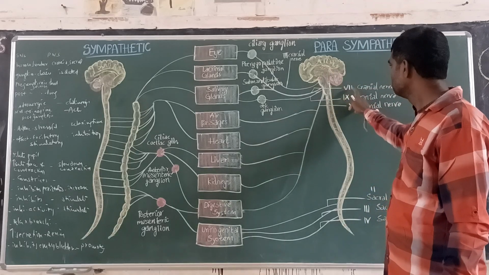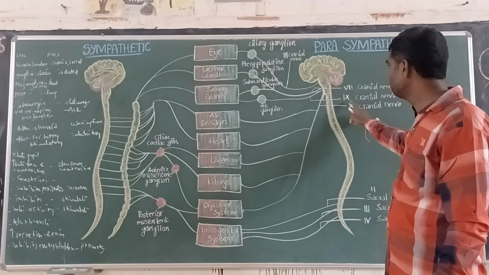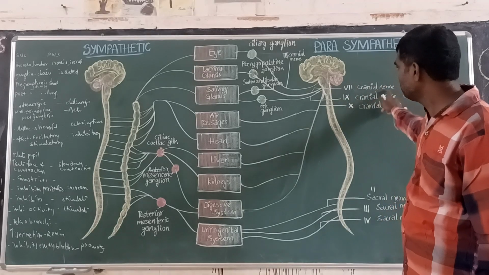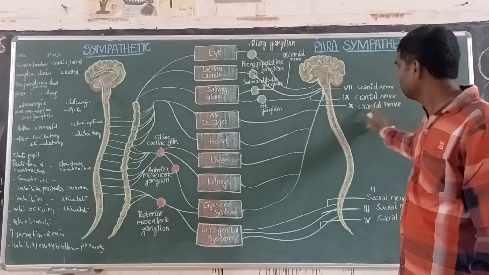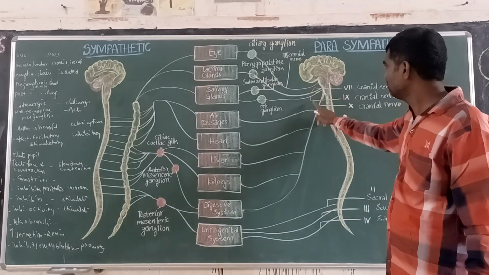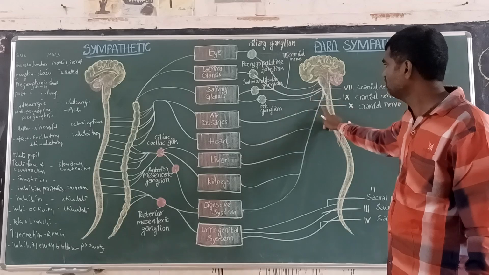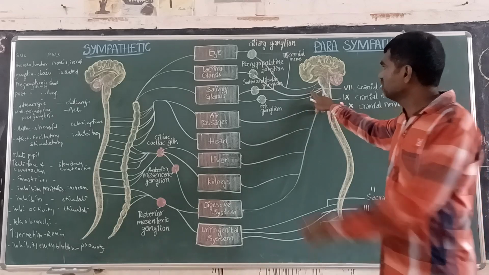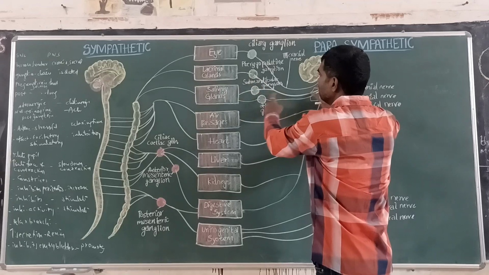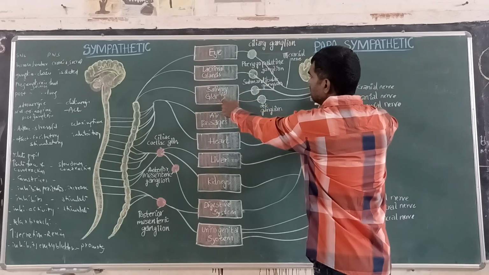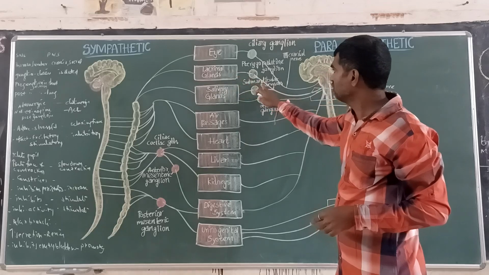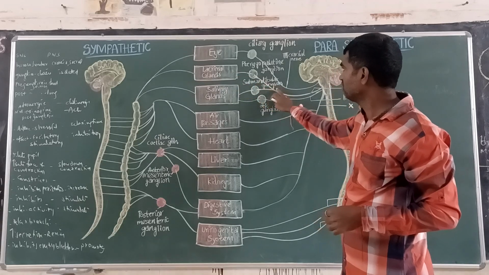Now the 7th, 9th and 10th nerves. The 7th cranial nerve, 9th cranial nerve and 10th cranial nerve. So this is the 7th, the 9th and the 10th. The 7th is now extending into the lacrimal glands, and the next one is the salivary glands. The lacrimal glands connect to the submandibular ganglia.